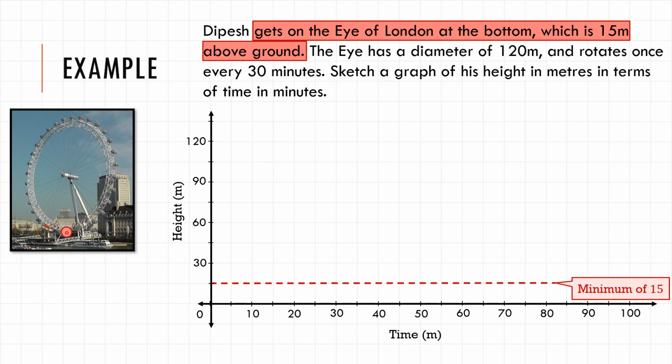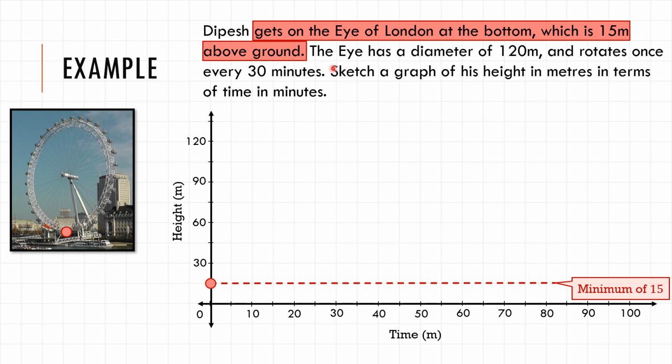That's the bottom. That's the minimum height that he will be while he's on this ride. And he does that at 0 minutes, right? He does that at the very start. That's where he gets on. So at 0, he will be at the minimum, which is 15 meters after 0 minutes.